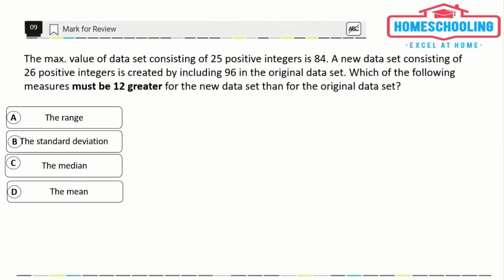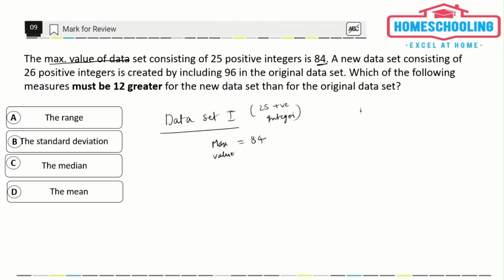Now, question number 9. The maximum value of a data set consisting of 25 positive integers is 84. Let me put a data set 1. It has 25 positive integers. And in the question, it is given that the maximum value of the data set consisting of 25 positive integers is 84. So maximum value is equal to 84.